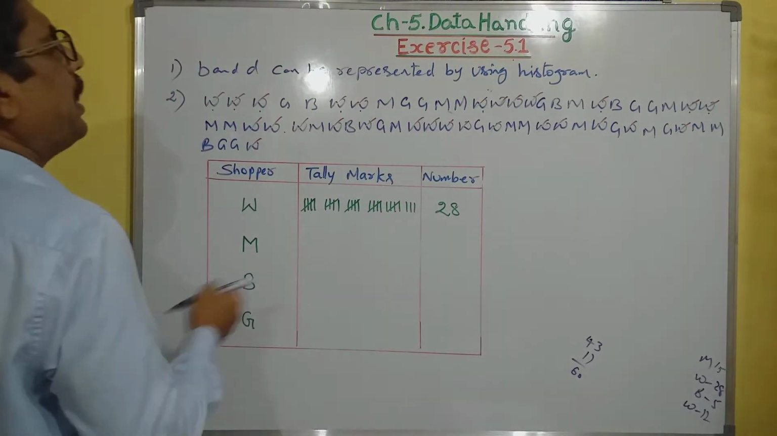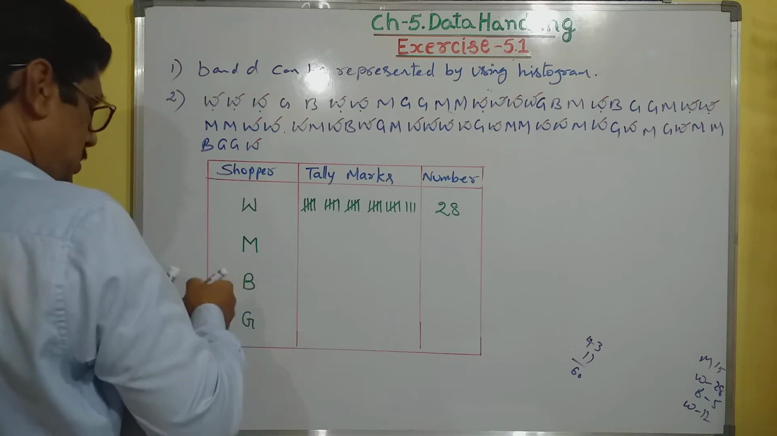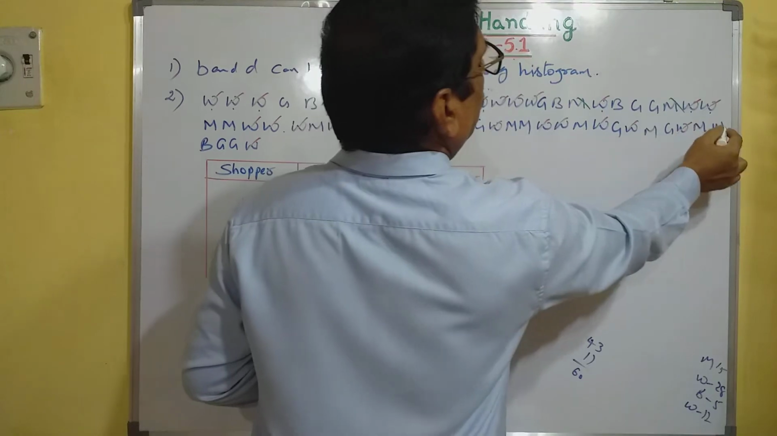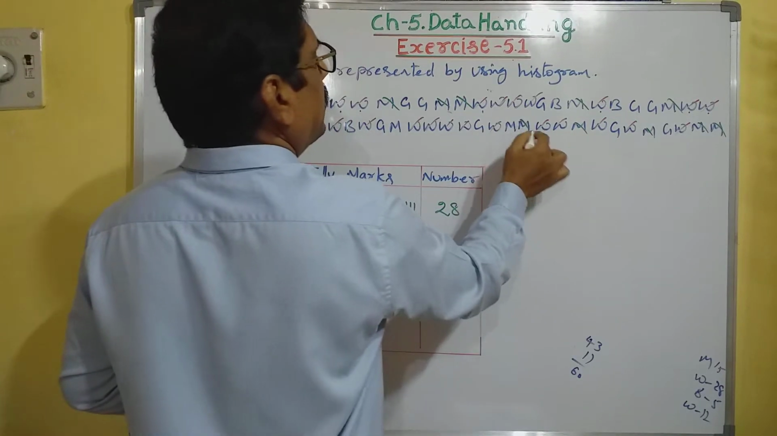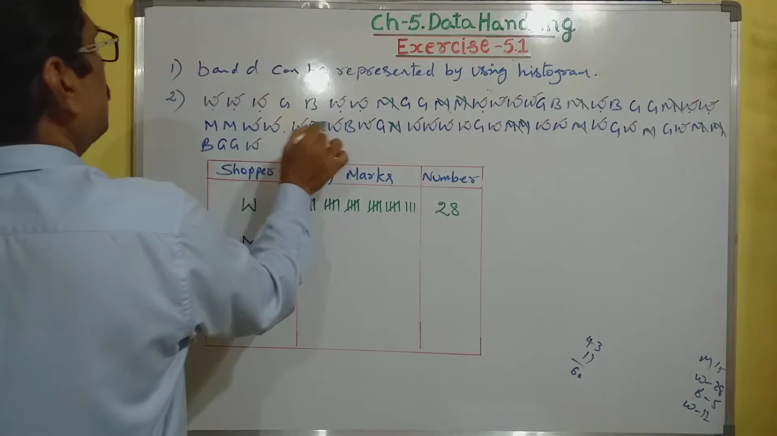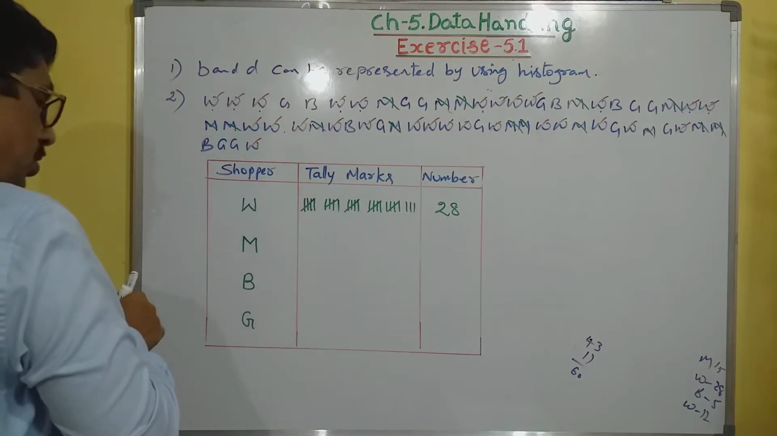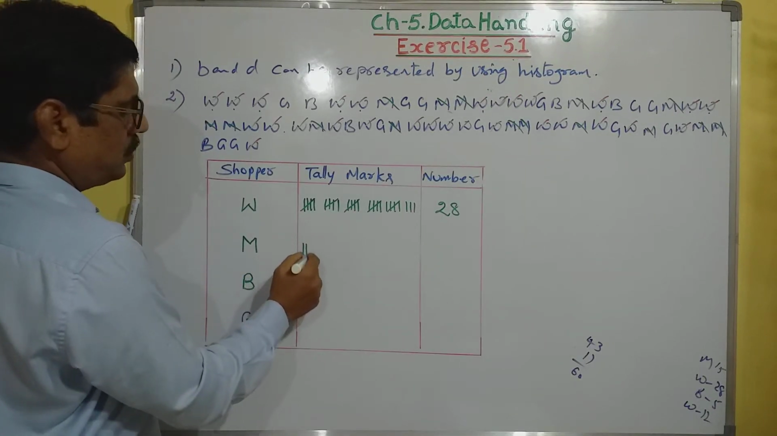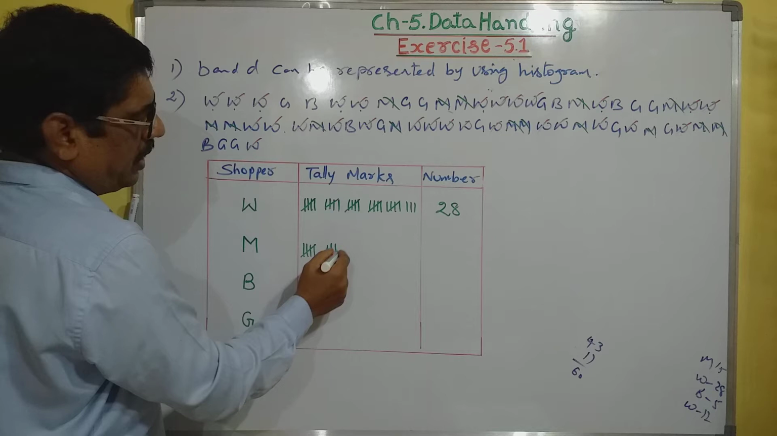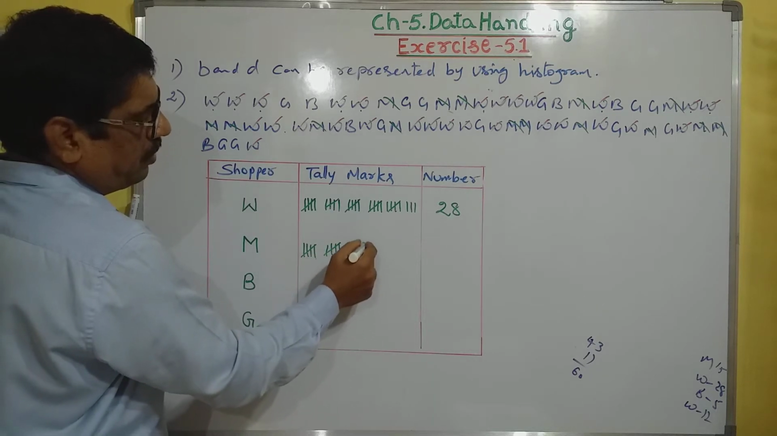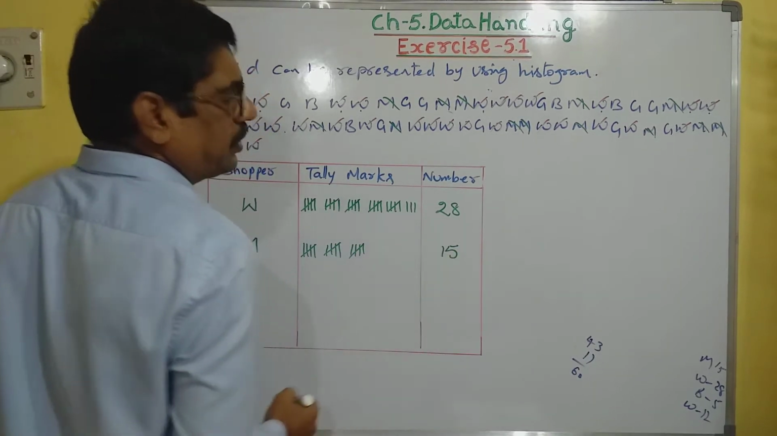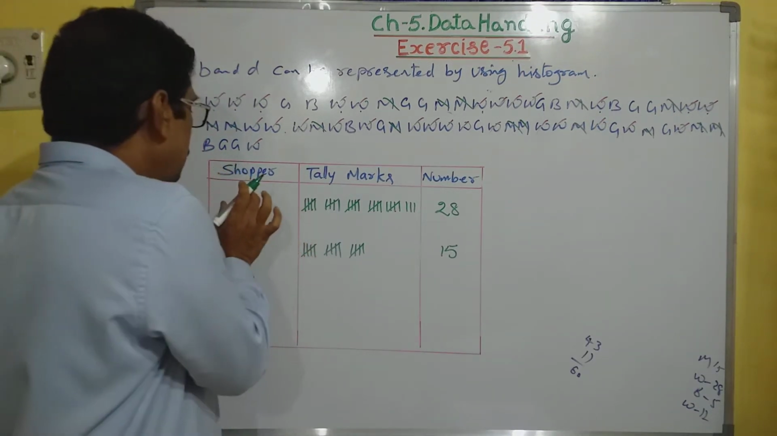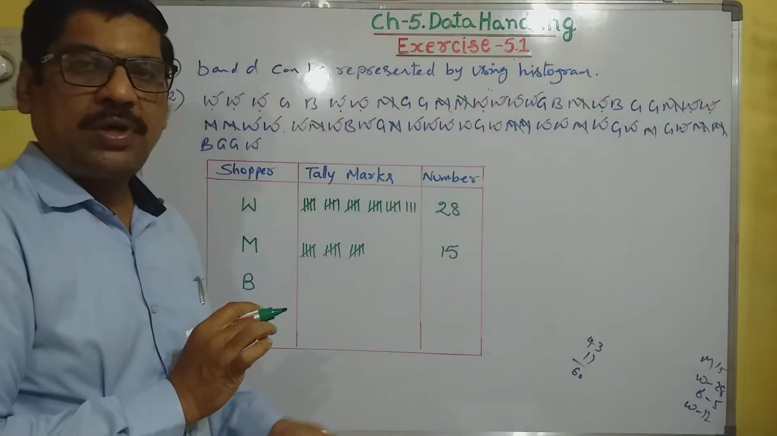And now let us count the number of men. So men here 1, 2, 3, up to 15. So the total number of men is 15. So let us write this: 1, 2, 3, up to 15. So the total is 15. This is the frequency. The number of values present in each category is called the frequency, that is 15.